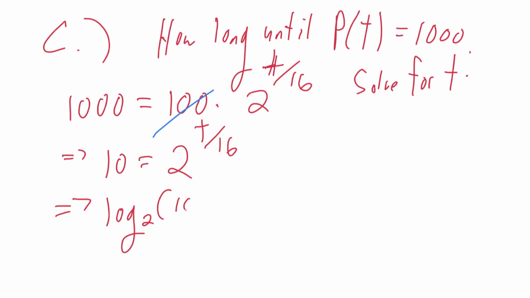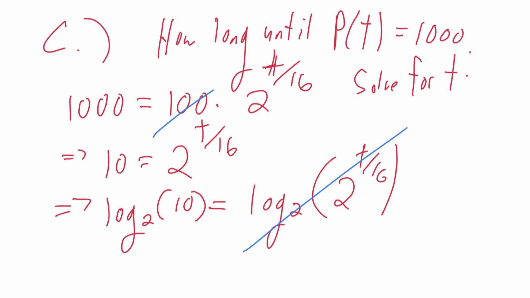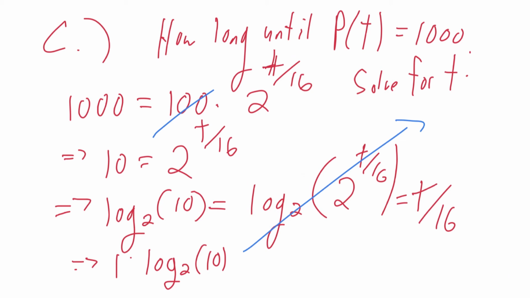So log base 2 of 10 equals log base 2 of 2 to the t divided by 16. That logarithm kills off the power of 2, and I just get t over 16. So I have t over 16 equals log base 2 of 10, and then I solve by multiplying both sides by 16. So we get t equals 16 times log base 2 of 10.